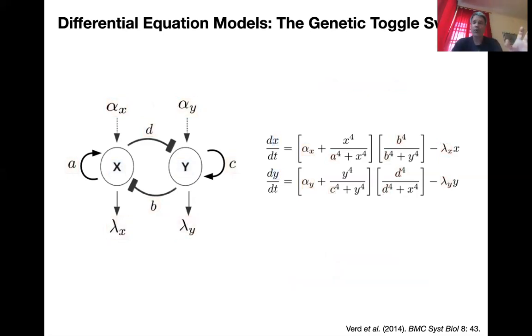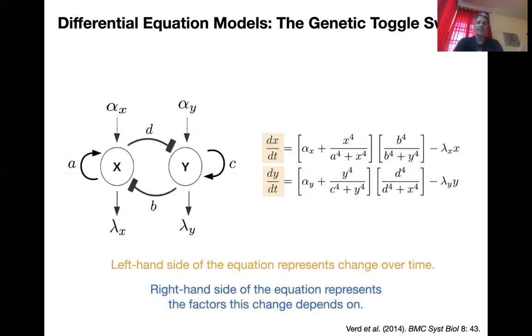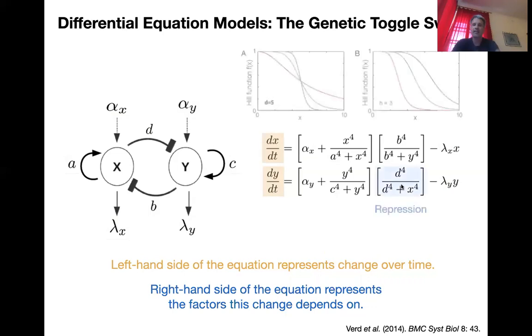Okay, so what do these equations describe? The left-hand side of the equation, as I said before, represents change of the state variables over time. So change in x, change in y over t. There is one equation for the change of each state variable. That is how you formally describe a dynamical system. And the right-hand side of the equation represents all the factors, all the influences that this change depends on. Okay, so if we dissect it, there's first of all a repression.